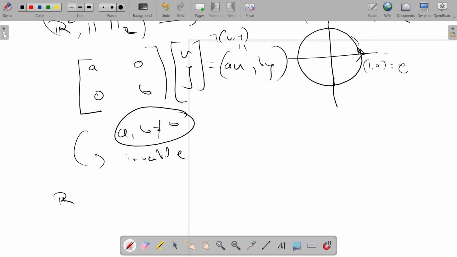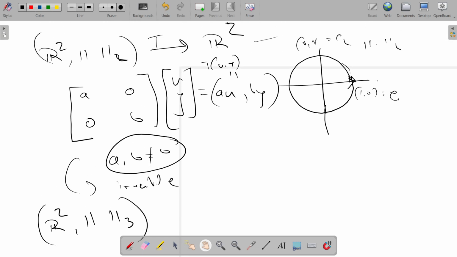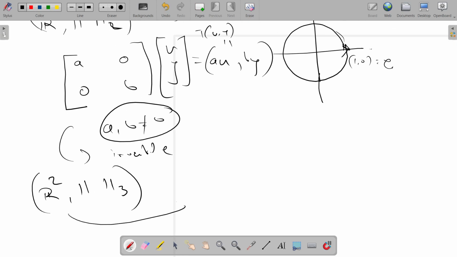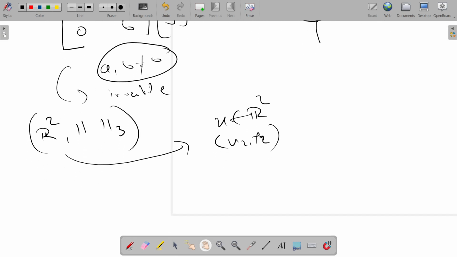Now on R square, let's say we define a norm like this, on the image part. Let's say x belongs to R square, and here x is, let's say, x2 y2. Then the norm of x, we define it as the usual norm of T inverse x.